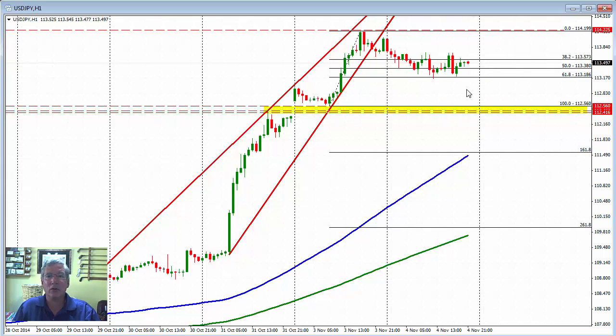The bulls are still in control. They're just sleeping right now. They're just hibernating a little bit. So be aware of that for the dollar versus yen.